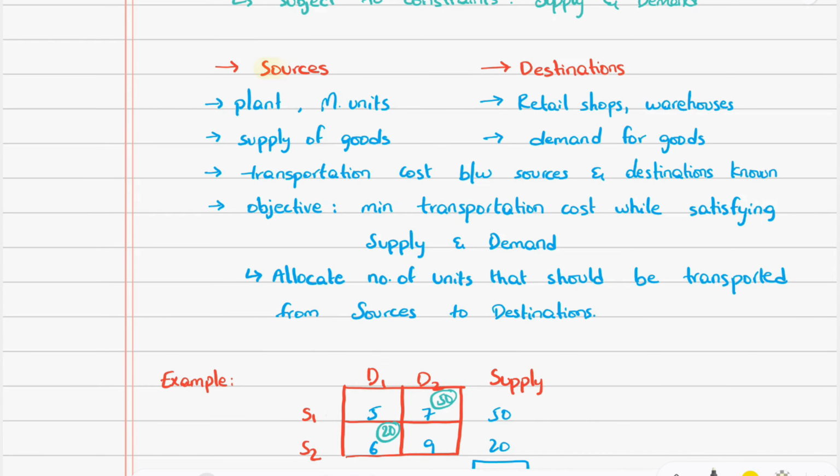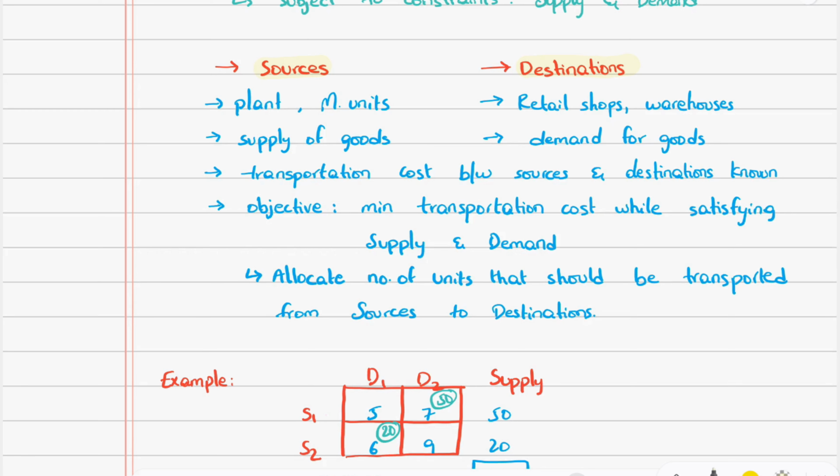See, in transportation we have sources and we have destinations. See, sources can be plants or manufacturing units where there is supply of goods. Imagine if I am a company, I have different plants, different manufacturing units, different places where there is supply of goods available to the people or customers who want those goods. So simply, sources are these places where there is supply for goods. In the same way, we have destinations. They can be retail shops, warehouses, or whomsoever you can call it, where there is demand for these goods.